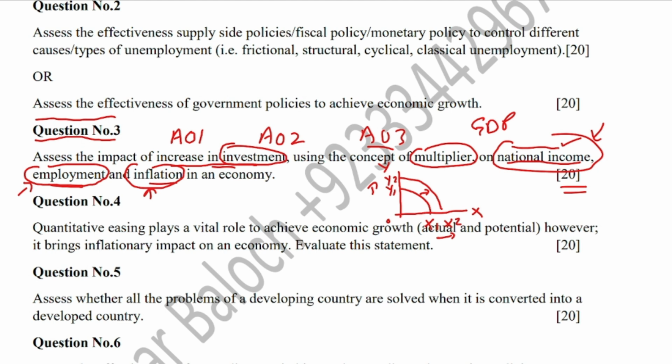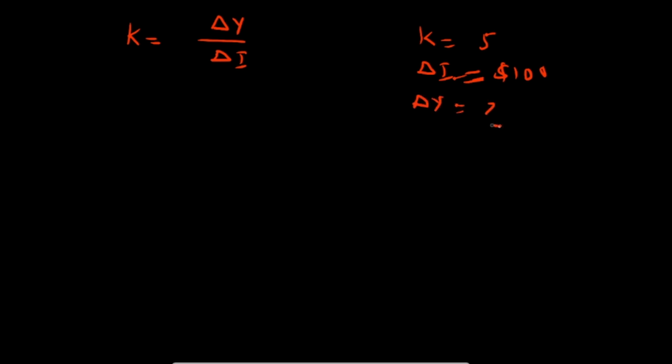Okay, so multiplier is the constant value which shows that an increase in investment leads to a multiple-times increase in the national income of the country. And you can use this formula of multiplier as well. Multiplier is denoted as K, and it is the change in income over the change in investment. For example, if the value of multiplier is 5 and we increase investment by, let's say, $100, then what should be the change in income? The change in income will be 5 times the investment.